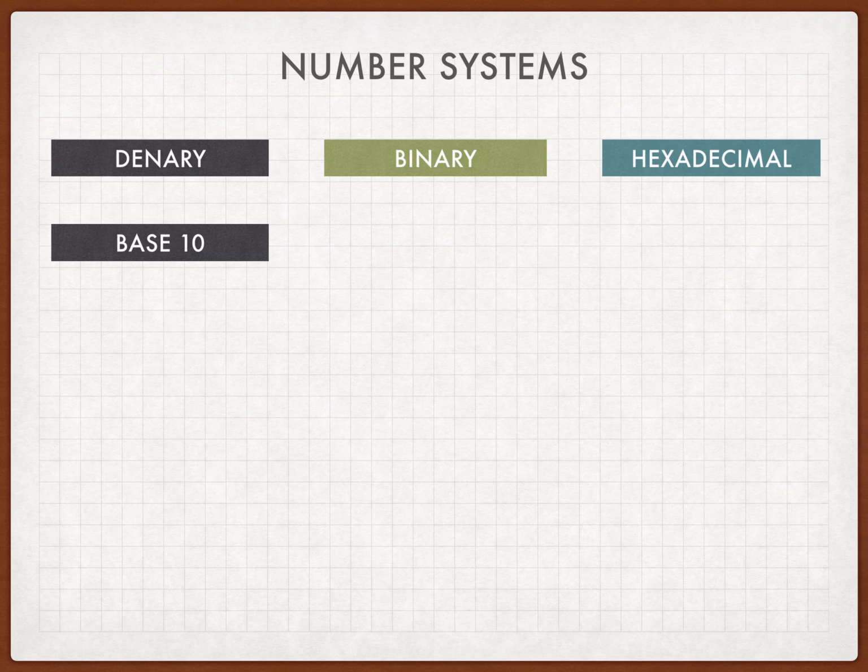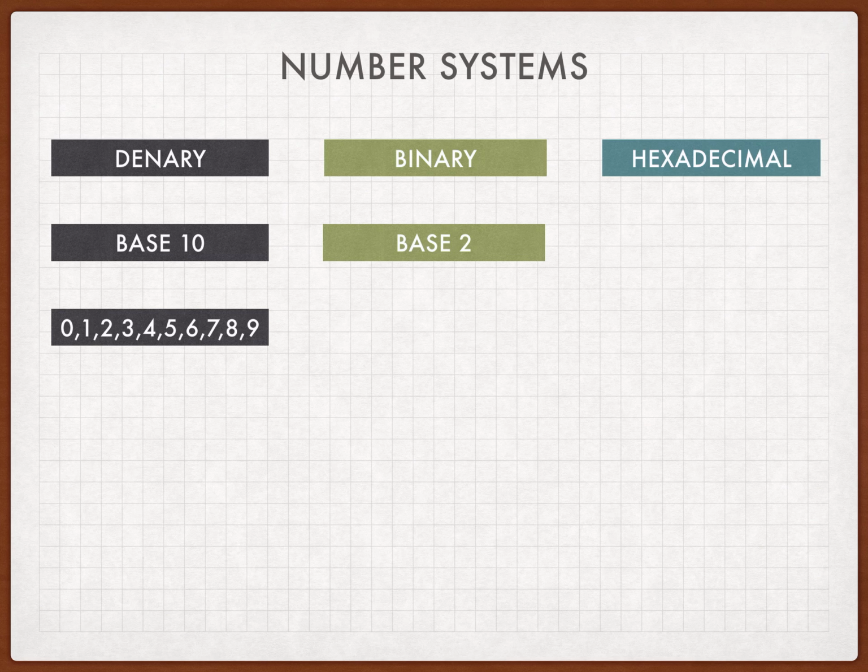Denary is also known as base 10, and it gets this name because it uses 10 different characters, 0 through to 9. Humans use this as it is easy for them. When you learn to count, you probably learned how to count using 10 fingers. Binary is a language used by computers, which is also known as base 2 because it uses 2 characters which are 0 and 1, representing electrical signals off and on.